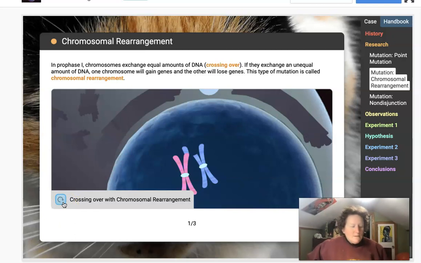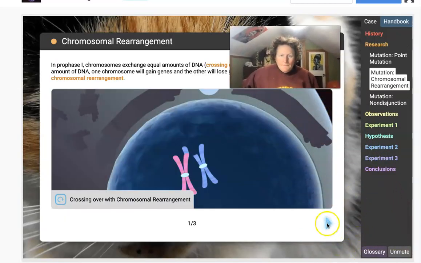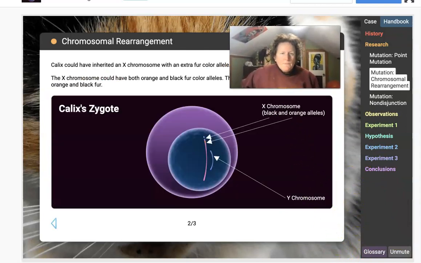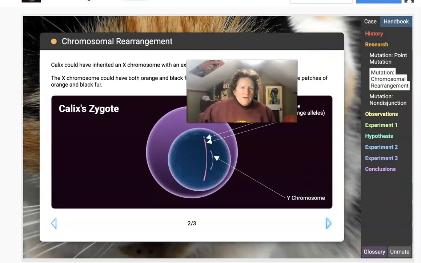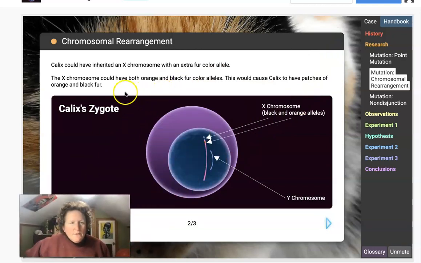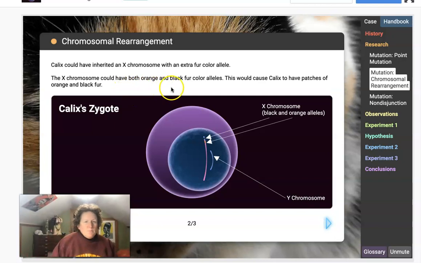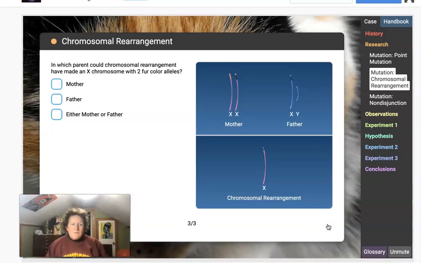And that's one way Calix could have gotten an extra gene for color, and so he got an extra allele. Maybe he got orange and black, depending on where that gene is. Calix could have inherited an X chromosome with an extra fur color allele. The X chromosome could have both orange and black fur color alleles. This would cause Calix to have patches of orange and black fur if he had chromosomal rearrangement.